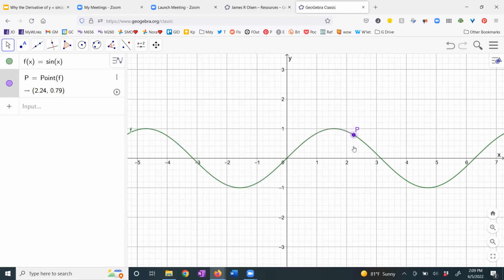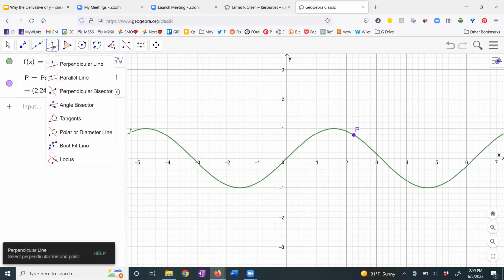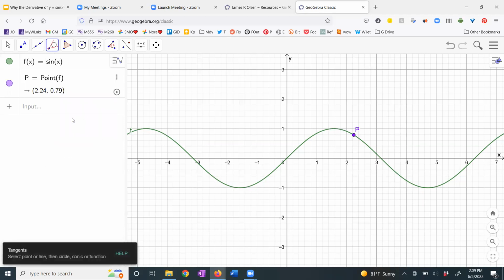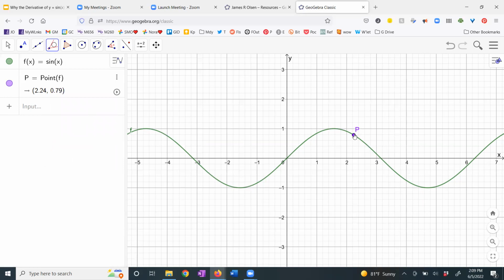And now I want to have a tangent line. So to do tangents, that's going to be found right here in this menu in GeoGebra. This is where we construct our perpendiculars, our angle bisectors, and our tangents. The nice thing about GeoGebra is it tells you right on the screen what you need to click and in what order. It says down here at the bottom that I need to select a point or line, then a circle or a function. So I'm going to do the point first, which is my point of tangency, and then I'm going to click the function. So this is my tangent line.